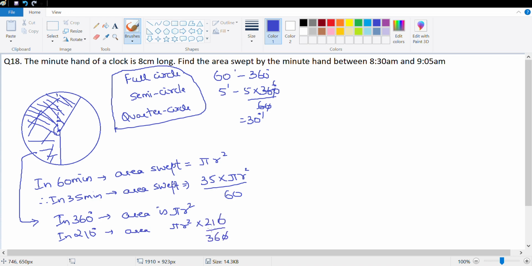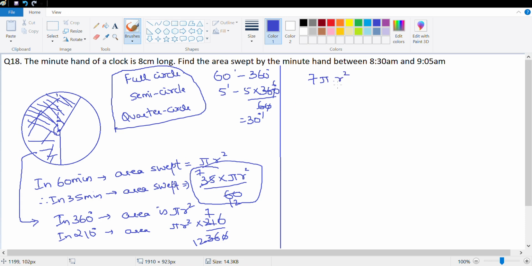This gets cancelled. So now I have pi r square into 21 upon 36, which should be the same as this is 3 into 7, 3 into 12. The same thing, 7 pi r square upon 12, 7 pi r square upon 12, whichever way you do it. Either you do it with the minute part or you do it with the degree part. So this is basically our answer, 7 pi r square upon 12.